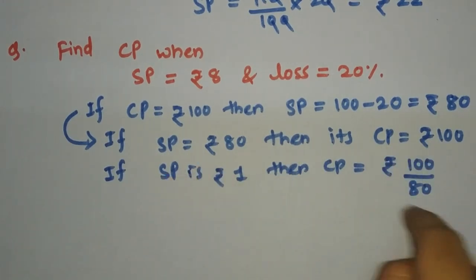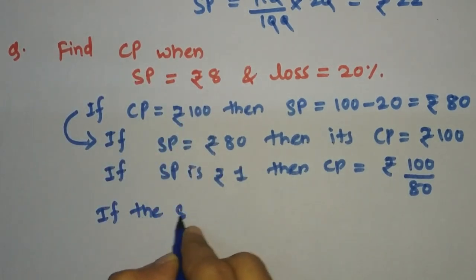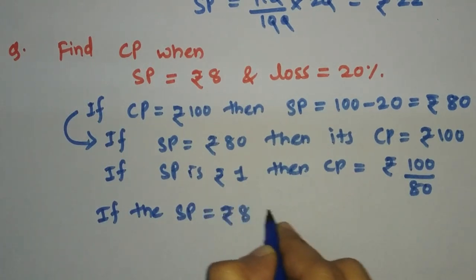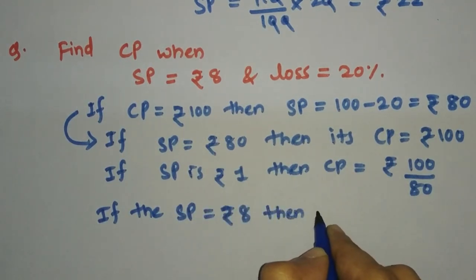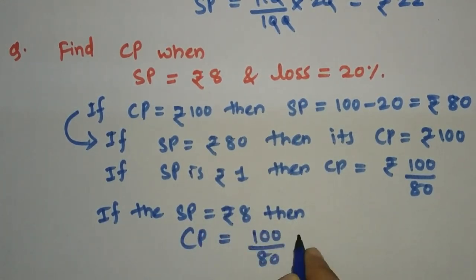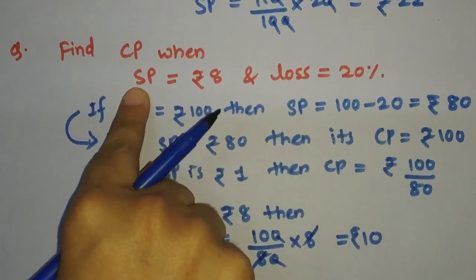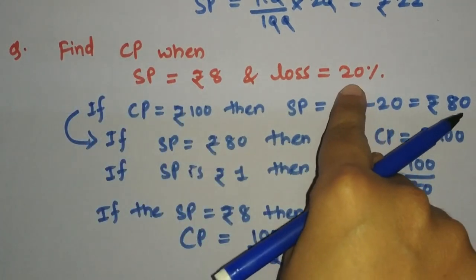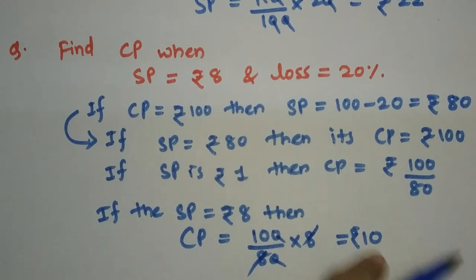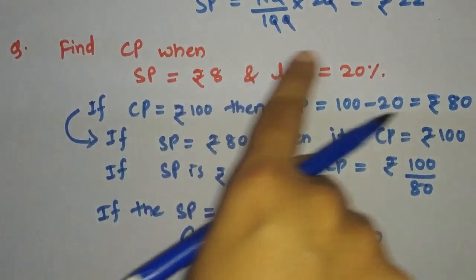For 1 we'll find out, and then we'll find out for the desired. So if the selling price is rupees 8, then its cost price is going to be 100 upon 80 multiplied by this 8. So we just calculate this 8 and we will get 10. So rupees 10. You can check the answer. Here it is loss, therefore cost price is more than the selling price. So we found a CP as rupees 10, whereas his SP is 8 and it is a loss.